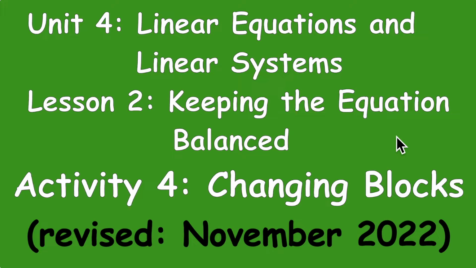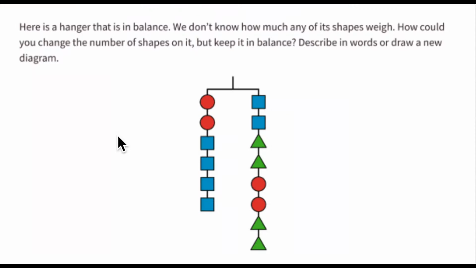This is Activity 4, Changing Blocks from Lesson 2, Keeping the Equation Balanced, and Unit 4, Linear Equations and Linear Systems. And this is a revised version of Activity 4. In this activity, you're given a balanced hanger and you're asked to change the number of shapes in this hanger while keeping it balanced as you do that. So you can add shapes or subtract shapes away, but the idea is to keep the hanger balanced.